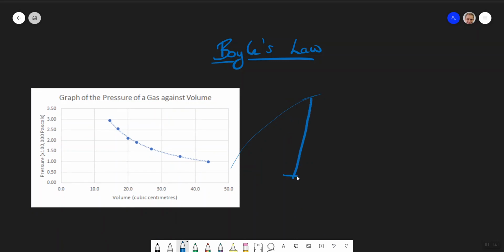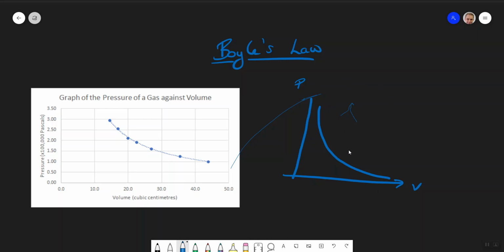So if we plot, that's a terrible line, there's volume, there's pressure. You get something that starts to look like this, this kind of curve. You may have seen a graph looking a little bit like this in maths at times, but if you haven't, don't worry, we'll talk about it. This is essentially a curve that's an inverse relationship.